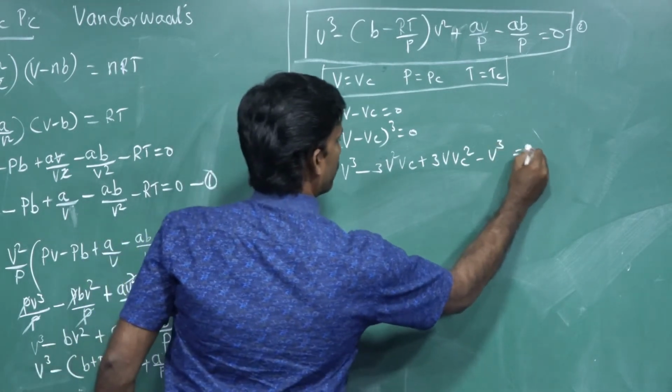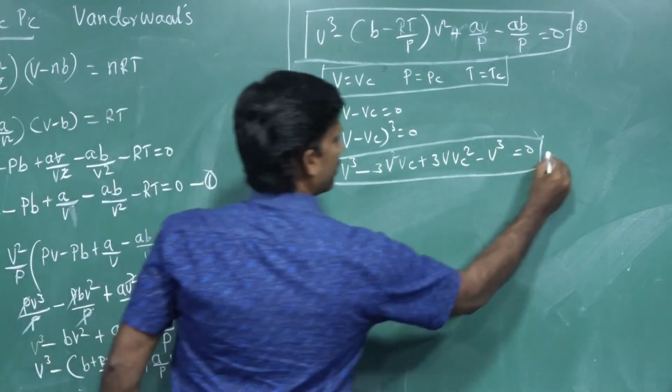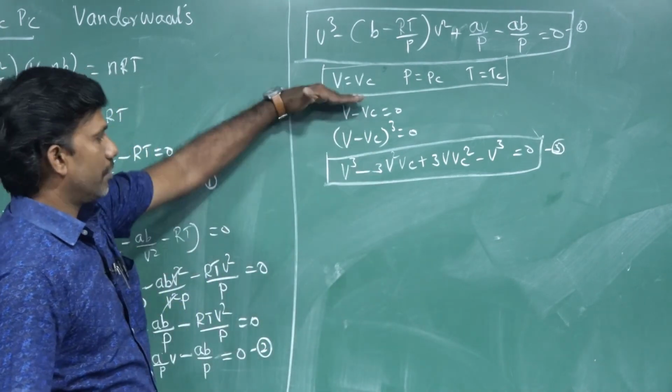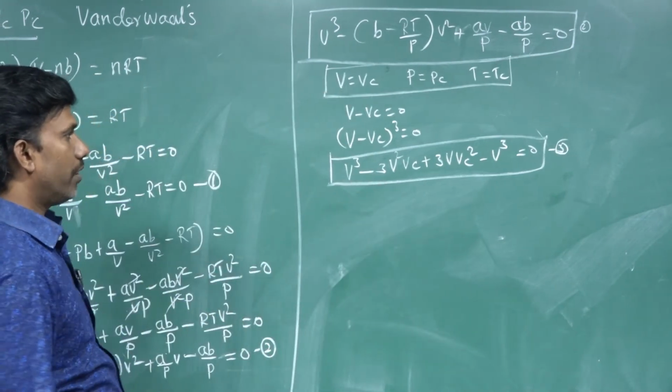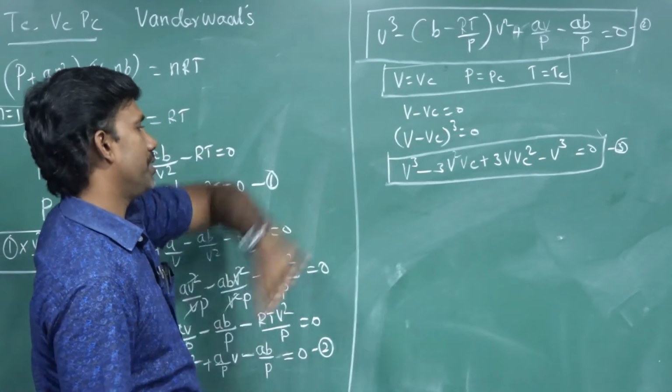That is equal to... Now this equation is equation 3, the cubic equation I elaborated. Now what am I going to do? Comparing equations 2 and 3 with the coefficients.